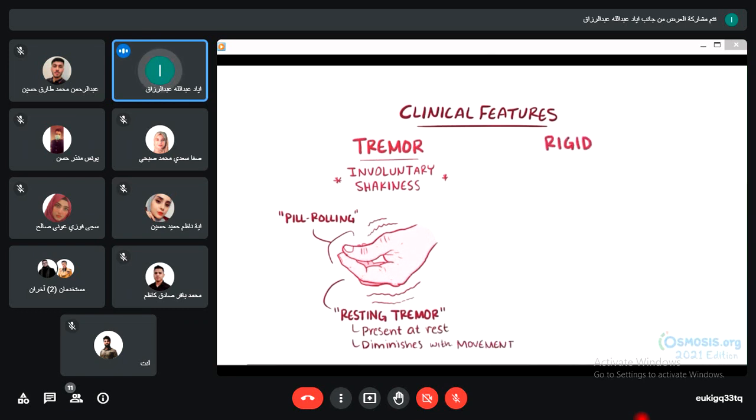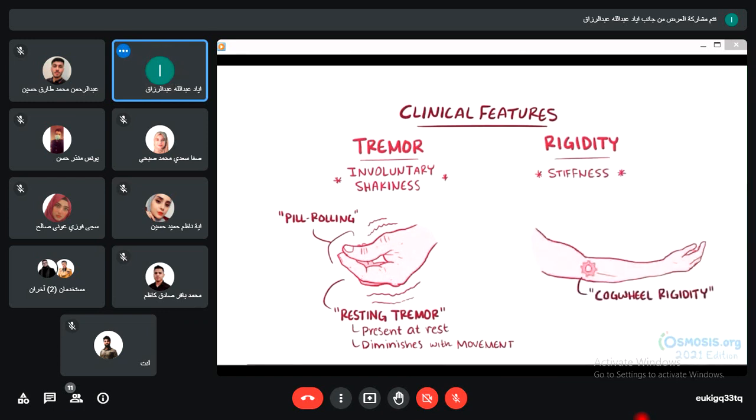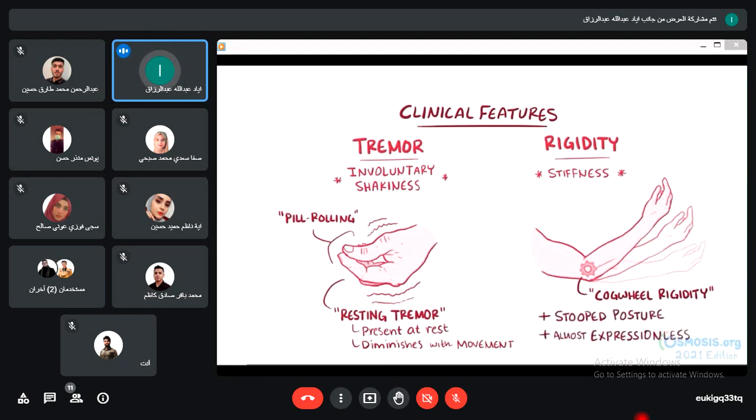Next, there's rigidity, which refers to stiffness that can appear as cogwheel rigidity, which is when there are a series of catches or stalls as a person's arms or legs are passively moved by someone else. Rigidity is also responsible for the stooped posture and an almost expressionless face that some individuals with Parkinson's might have.